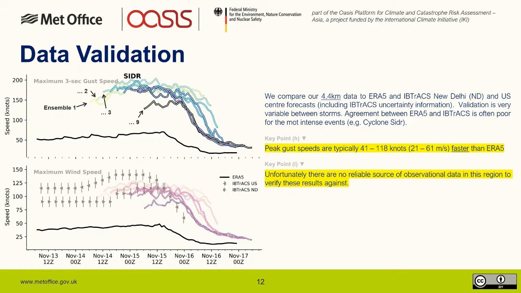So in general, the agreement between ERA5 and IBTrACS is very variable for both wind speeds and mean sea level pressure, which we'll see in a moment. For very intense cyclones, such as this example of Cyclone Sidr in 2007, we can see that the difference is significant. Comparing the gust speeds of our regional model to ERA5, we can see that the peak gust speed is typically 20 to 60 meters per second, that is around 40 to 120 knots faster.